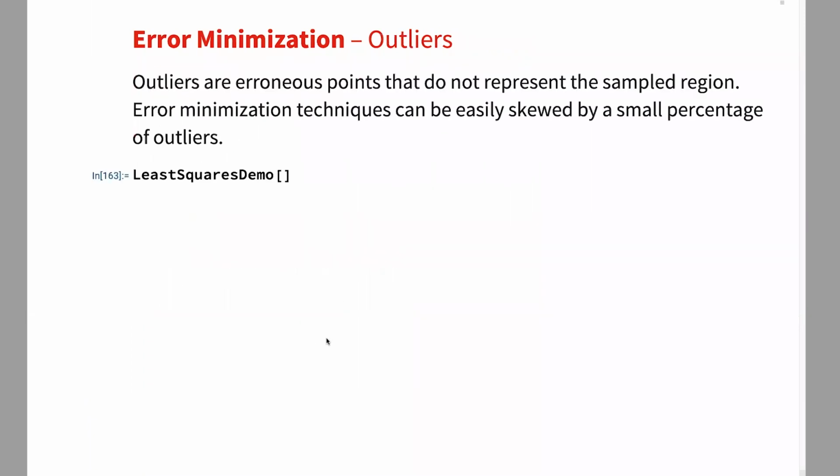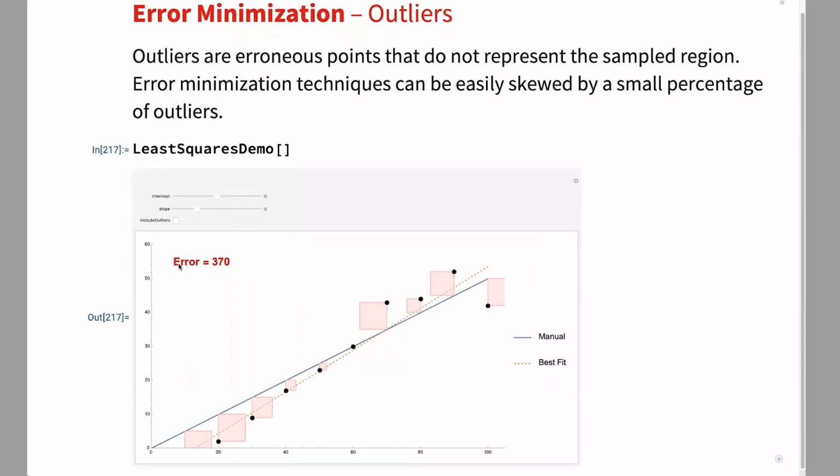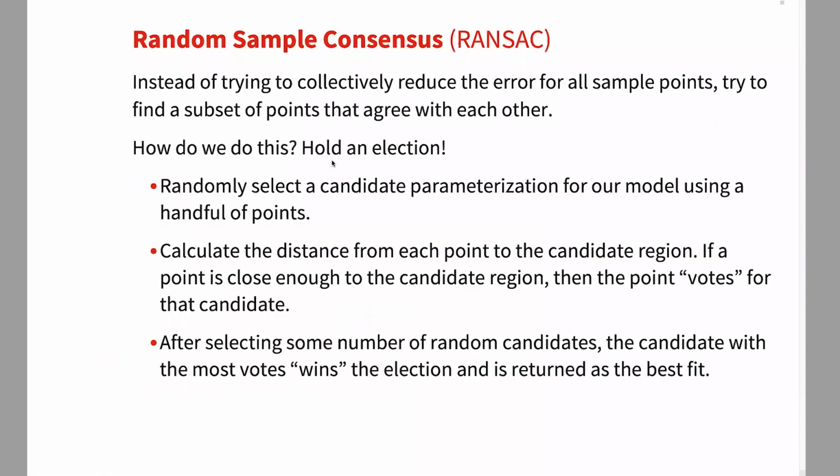To go into more detail on that, for example, in that previous example, if we add some outliers, points that don't really represent the surface at all, our best fit gets skewed very dramatically. So now it doesn't really fit anything well. This is a problem when you're working with real world data, especially scanner data, because it often has a lot of outliers. The solution to this is a method called random sample consensus, or RANSAC for short.